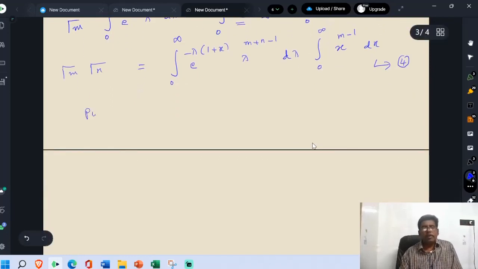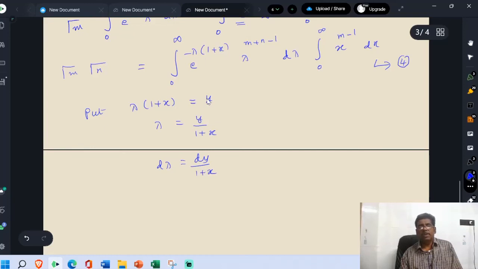Here put lambda into 1 plus x equal to y. Therefore lambda equal to y divided by 1 plus x. Then d lambda equal to dy by 1 plus x. Instead of the term lambda into 1 plus x, I have introduced a new term y. Substitute all these values in equation 4.